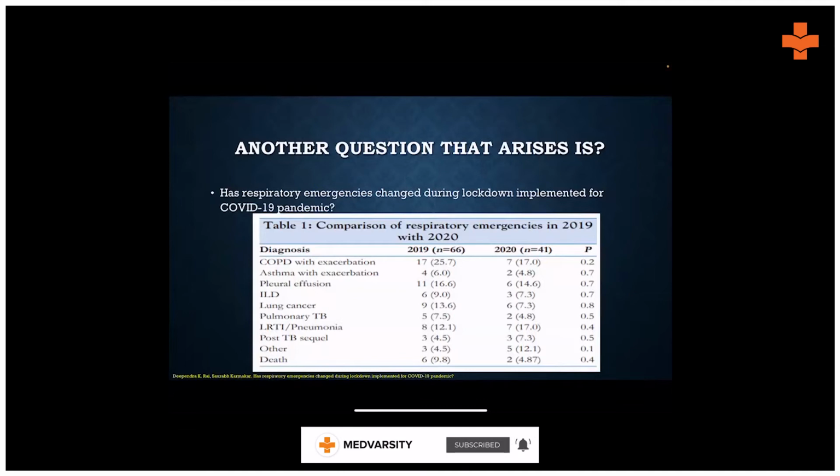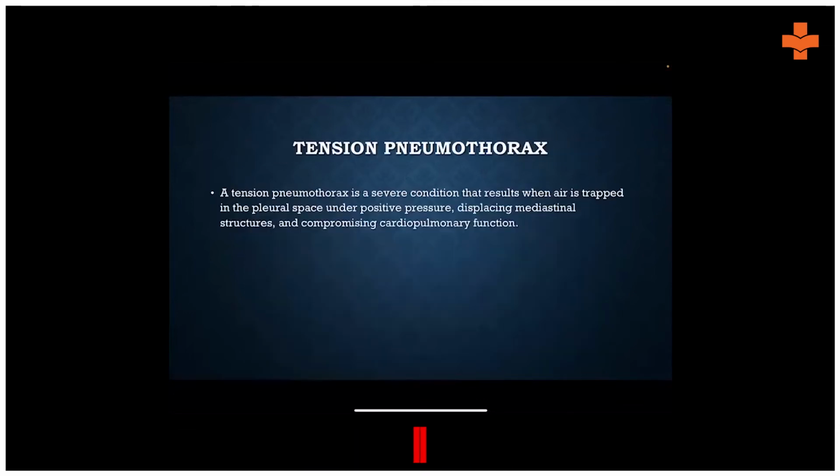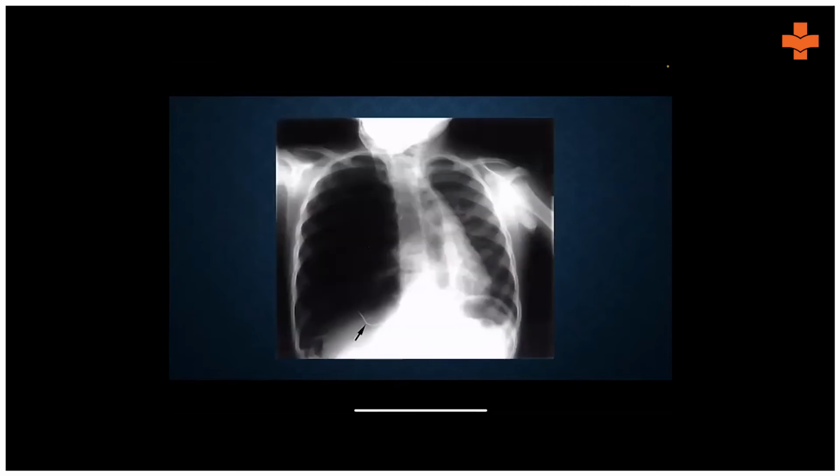The other thing is, of course, tension pneumothorax that you will very often see in the emergency. We'll talk about it. It is basically a condition that results when air is trapped in the pleural space between the visceral and the parietal pleura under positive pressure, displacing mediastinal structures and compromising the cardiopulmonary function. These people will have chest pain, they will be breathless, they may have low oxygen levels, and at the same time, they can have low blood pressure.